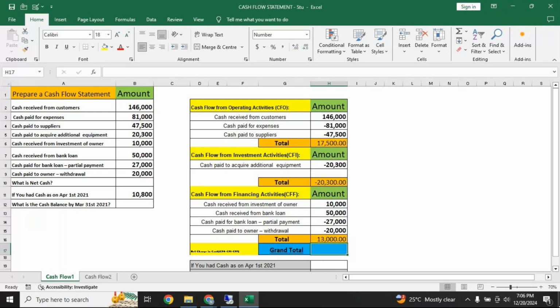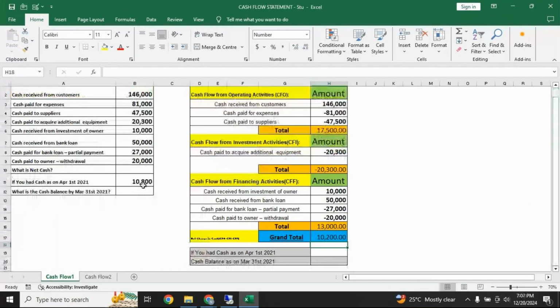So the grand total, what will it be? CFO plus CFI plus CFF. I got this. Then cash in hand on 1st of April. On 1st of April I had 10,800 with me, so I take it as equals 10,800.